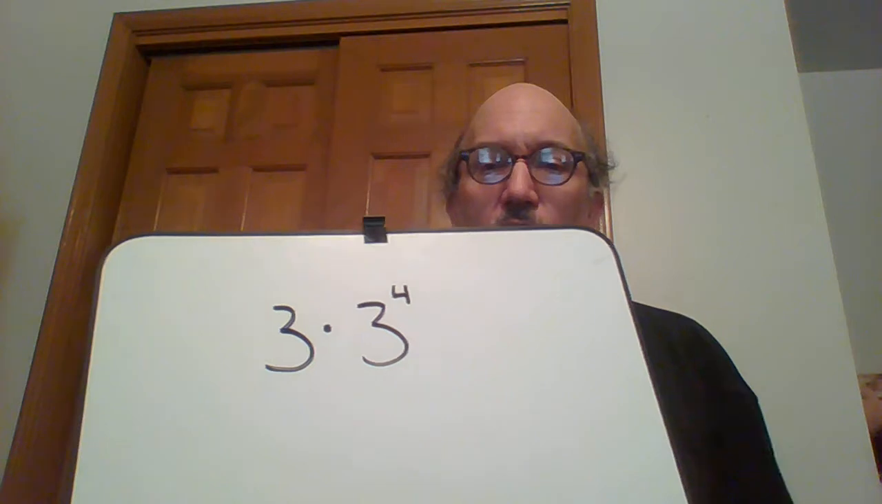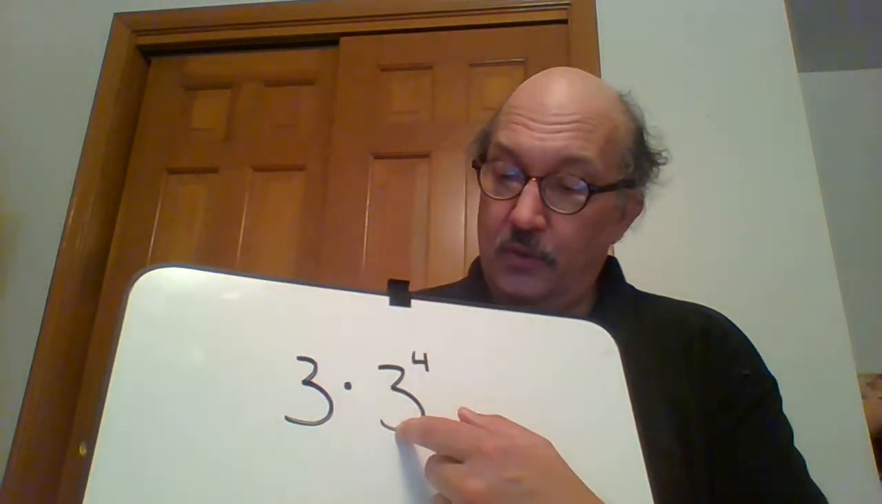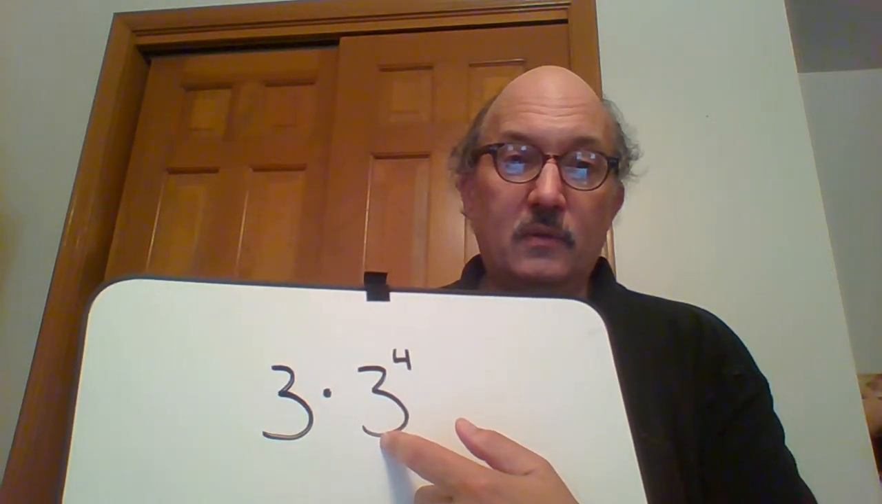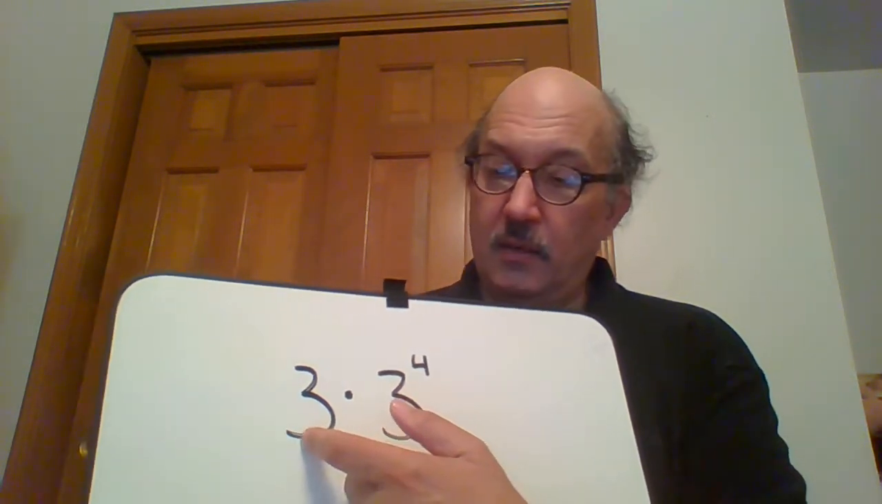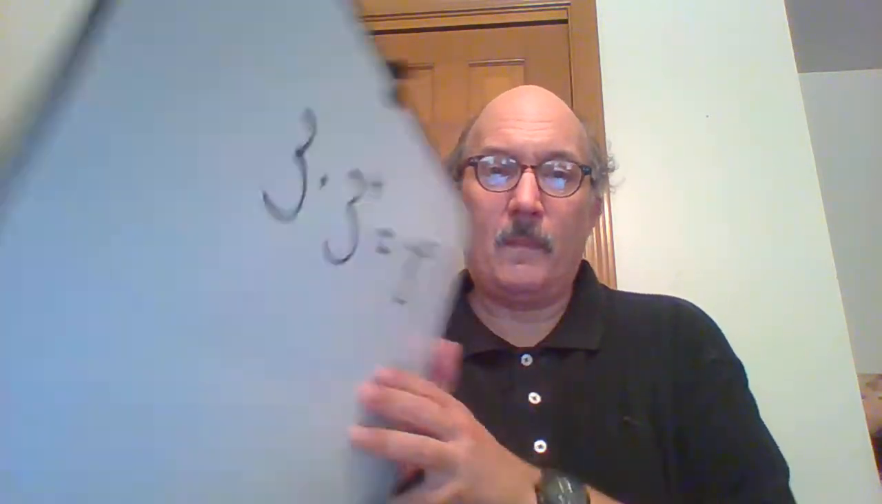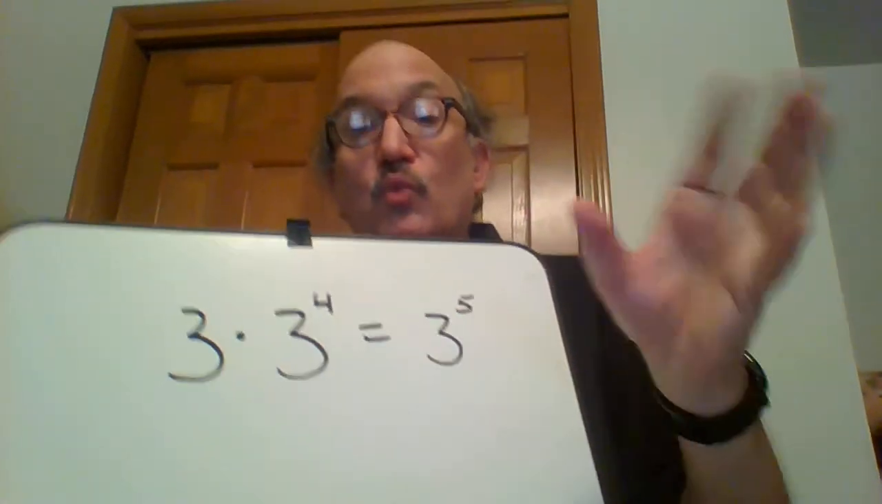How about this? Think about this. This is not hard. What is 3 times 3 to the 4th? Well, this is 4 3's multiplied together, 3 times 3 times 3 times 3, and then another one. So isn't this equal to 3 to the 5th, right?